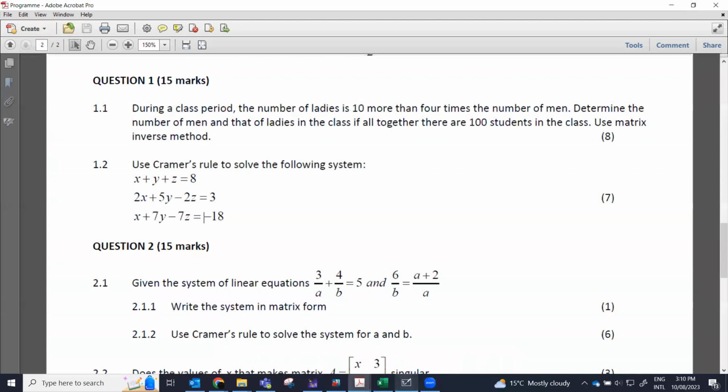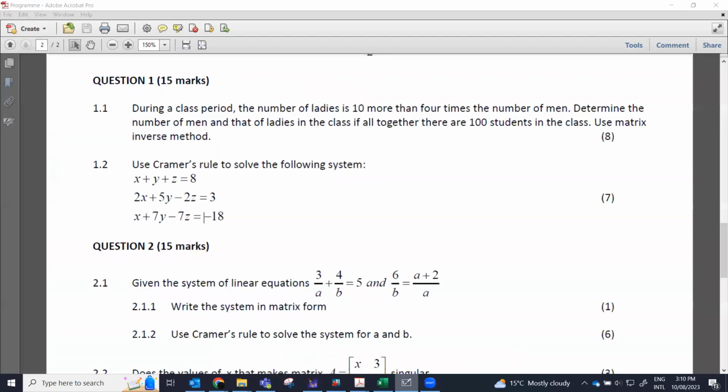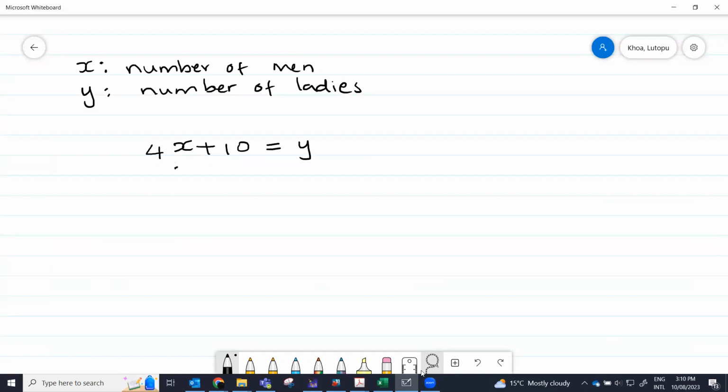Then what are we told? We are told that the number of ladies is 10 more than 4 times the number of men. So you need to multiply the number of men, which is X, by 4, and then add 10, and this will be equal to the number of ladies. We are also told that altogether there are 100 students in the class, so the number of men plus the number of ladies is 100. So this is what we have.